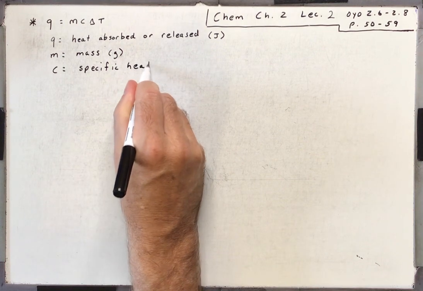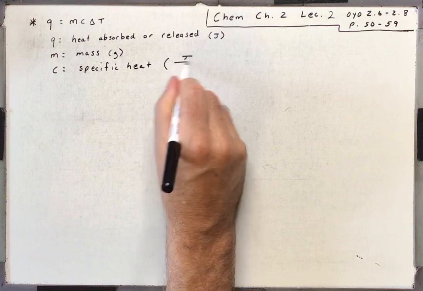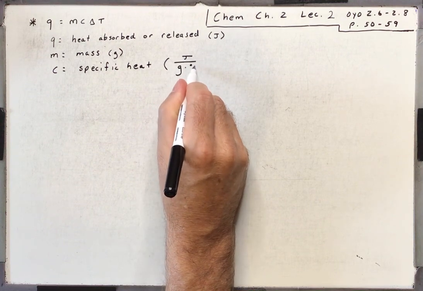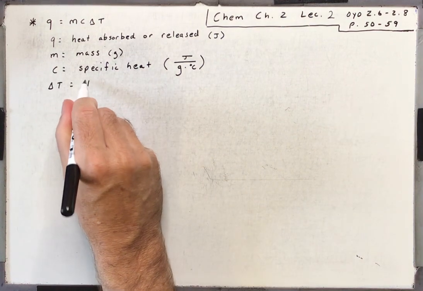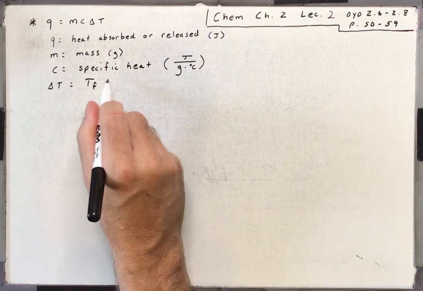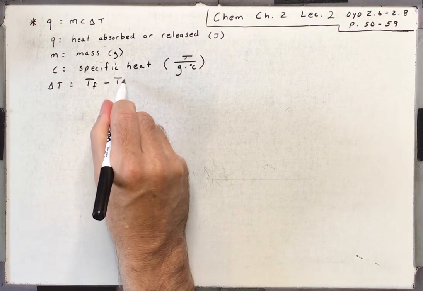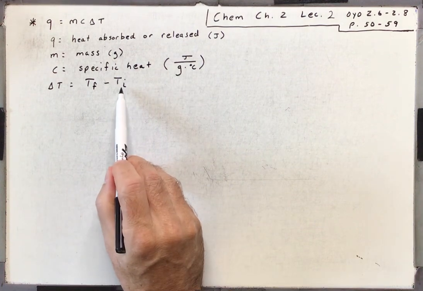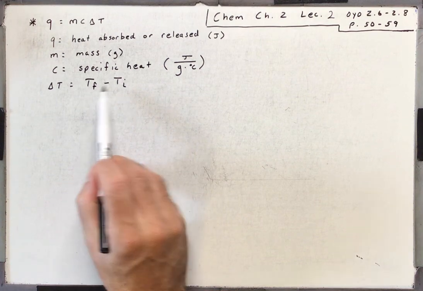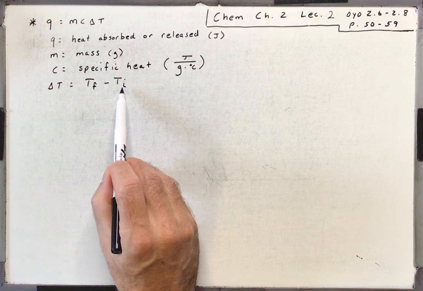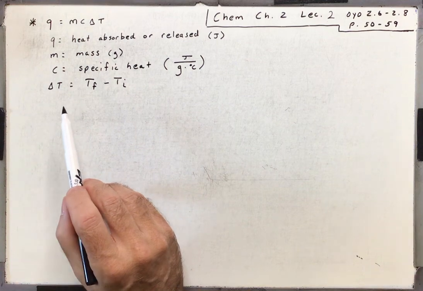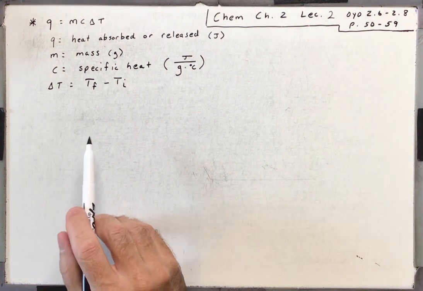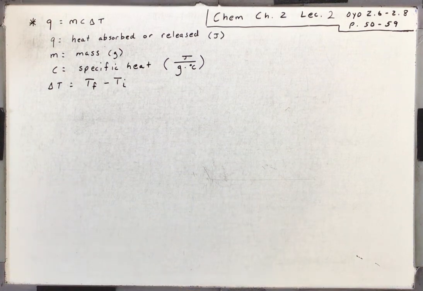You do need to memorize this equation. The units for specific heat are joules divided by grams times degrees Celsius. And then delta T is equal to the final temperature, T sub F, minus the initial temperature. The object started at an initial temperature, and most of the time it heats up to a final temperature. Of course, sometimes it cools down, and in that case the initial temperature is higher than the final temperature. Okay, so let's use this equation in On Your Own 2.6.